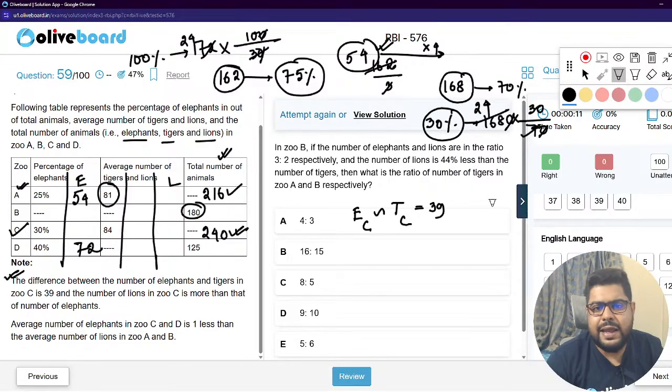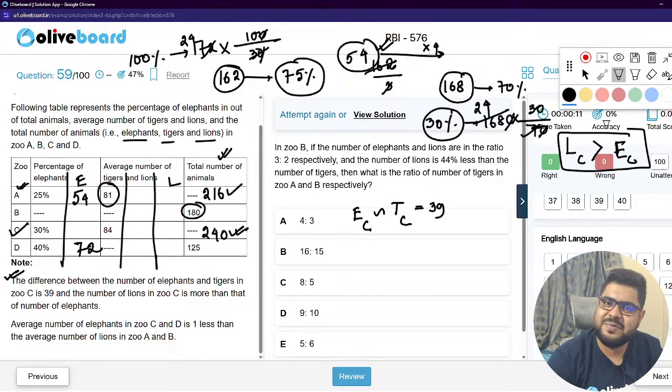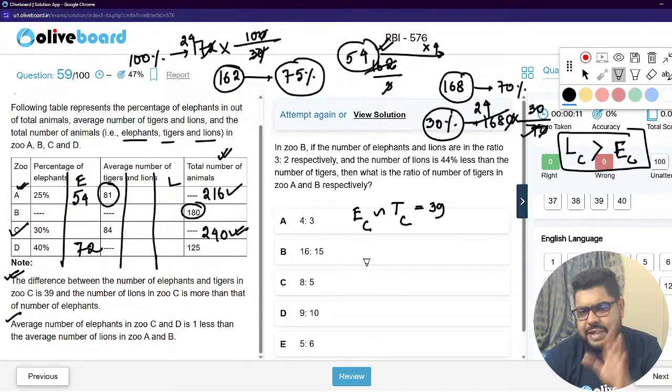And the number of lions in zoo C is greater than the number of elephants in zoo C. It is given to us. Average number of... we'll see that later. First things first, let's calculate this.